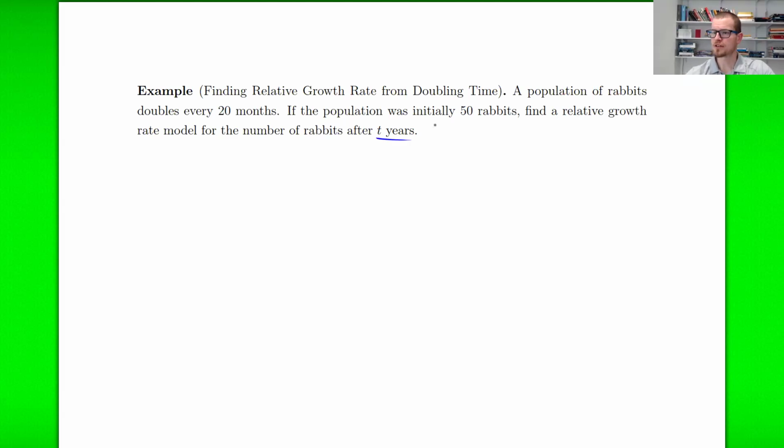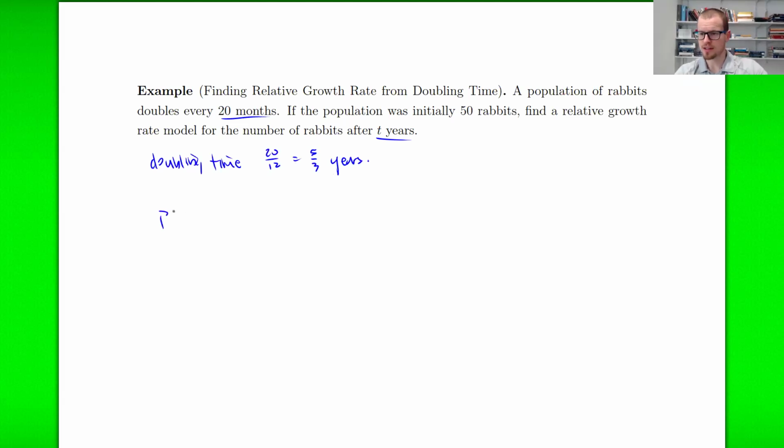So we're working in years here, and the doubling time was given in months. So one thing that we're going to want to do is recognize that the doubling time in years should be 20 months divided by 12. We can simplify that common factor of 4 there. So 5/3 years. That's the number we'll use for doubling time.